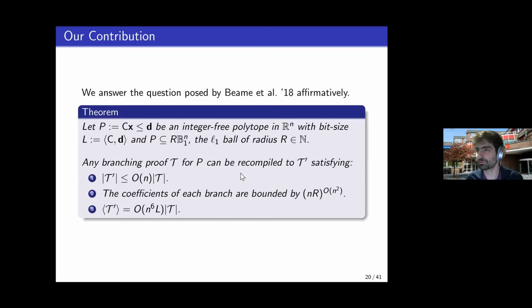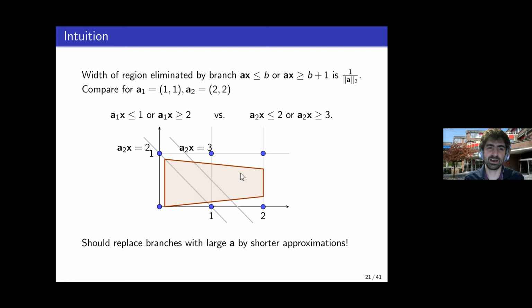So branching proofs are polynomially simulated, which is, I guess, one of the first fundamental things you want to know about any proof system. But because IP people don't think from the proof system viewpoint, they never ask this question. So that's our main result. Now I should tell you some things about this main result. So let's think a little bit about what would happen if I had absolutely gigantic coefficients in my branching proof.